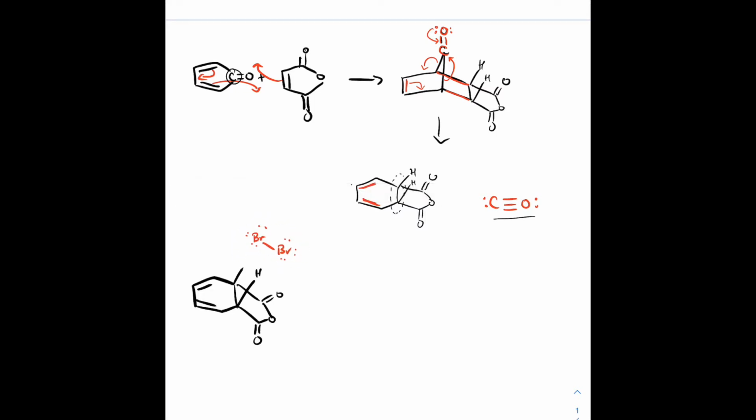So now that we have our dihydrophthalic anhydride product written, we have elemental bromine. So how does this oxidation work? You might find a couple mechanisms, you might not. This is the mechanism I'm providing to you, and the one that makes the most sense.